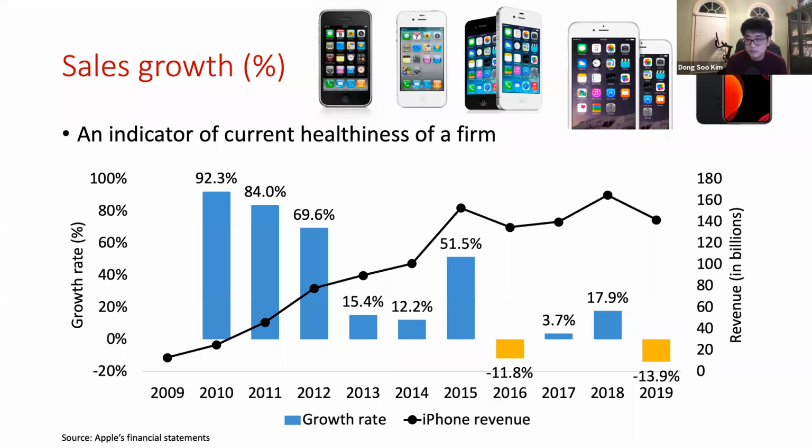During this period, Apple launched iPhone 3GS, 4, and 4S, which opened the era of smartphones. And in 2015, sales growth was also high, about 52%. During this period, Apple launched iPhone 6 and 6 Plus, which were the first iPhone models with big screen sizes. So, sales growth clearly shows a firm's success in business, which is a positive sign of good profitability.